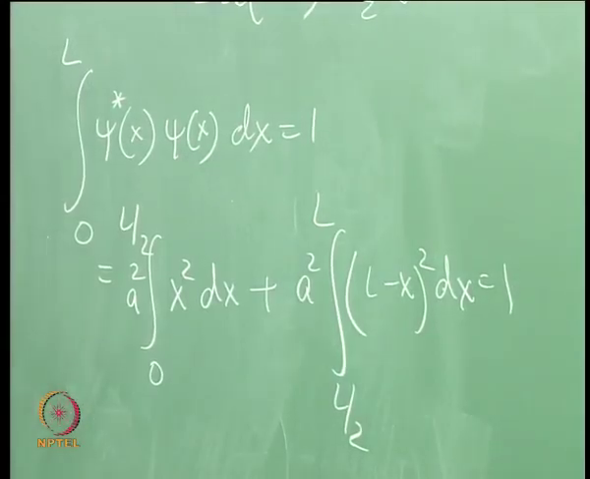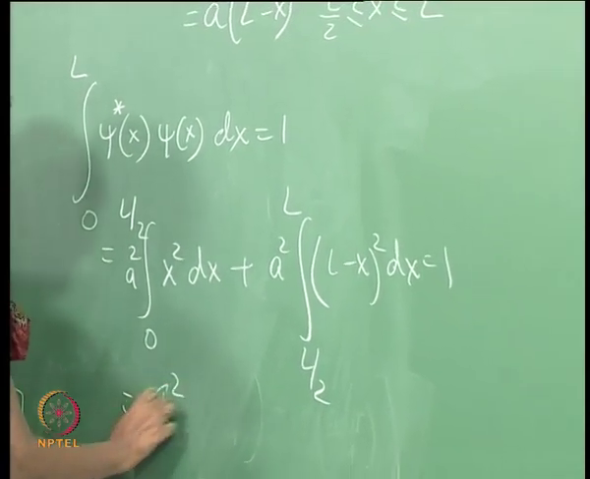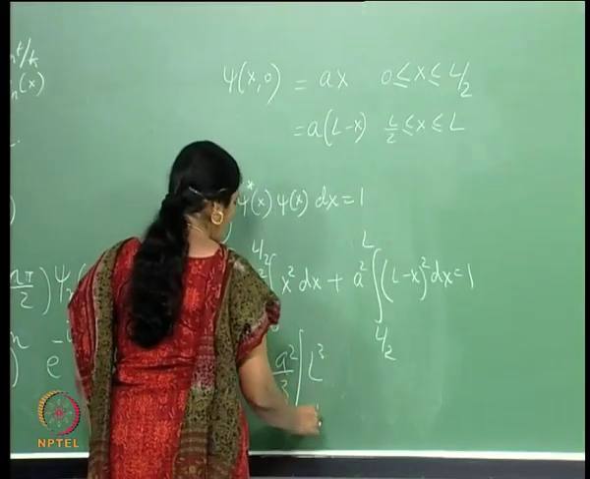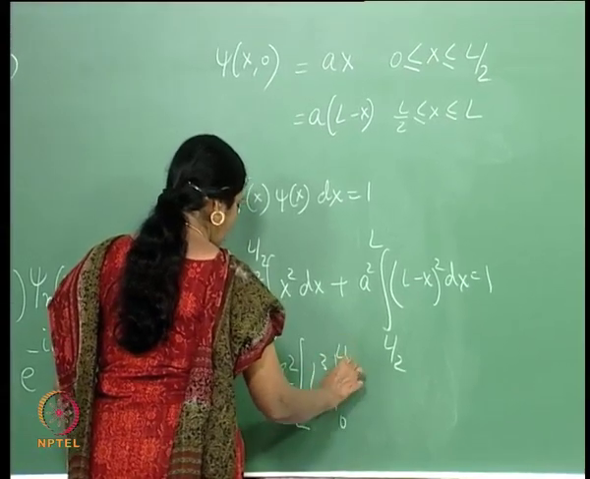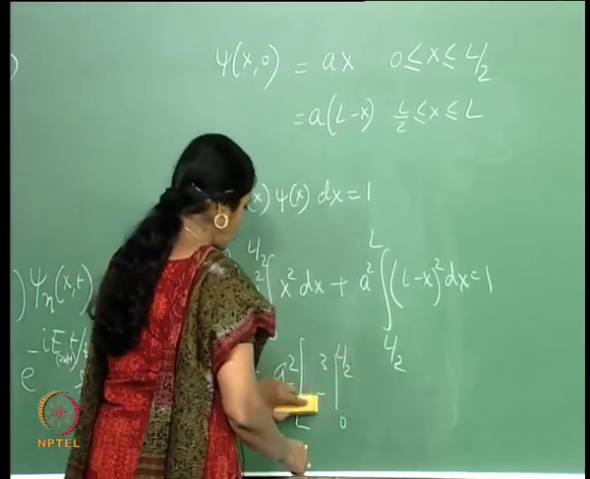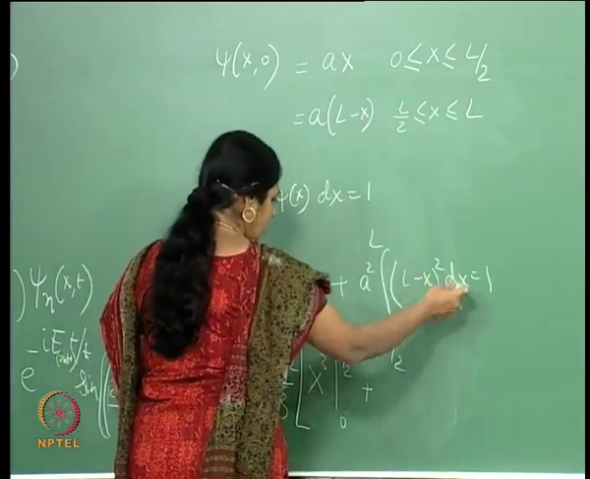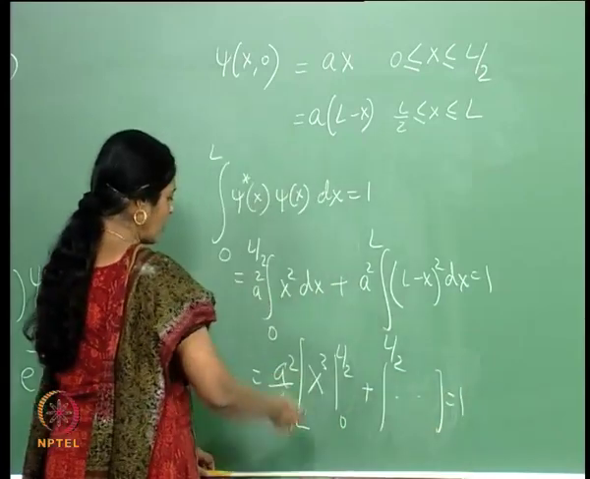That should fix A for us. So, this tells us that A squared by 3 times L cubed, from 0 to L by 2, x cubed from 0 to L by 2, plus this integral should be 1, and it is clear what happens.